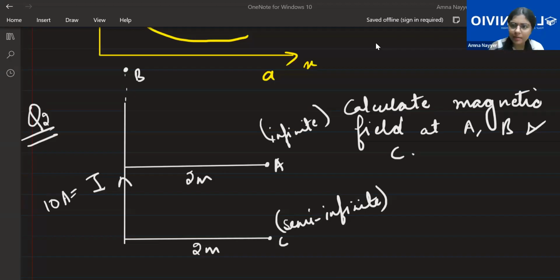Also, I'll share an assignment today. Two assignments I'll give. One based on just Biot-Savart law application, which we did, one question, and one or two questions from here. Let's see what we are able to complete today.